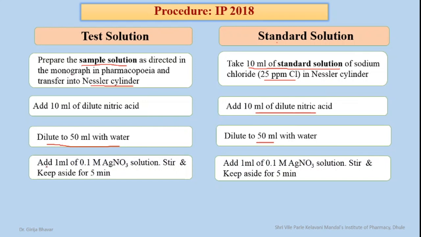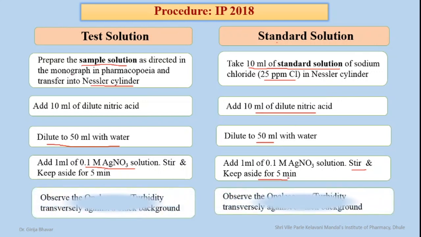Then to both the Nessler cylinders add 1 ml of 0.1 molar silver nitrate solution, stir and keep aside for 5 minutes. Turbidity will be produced after addition of silver nitrate. Then observe the opalescence or turbidity transversely against a black background and compare the turbidity in the test solution with the standard solution.